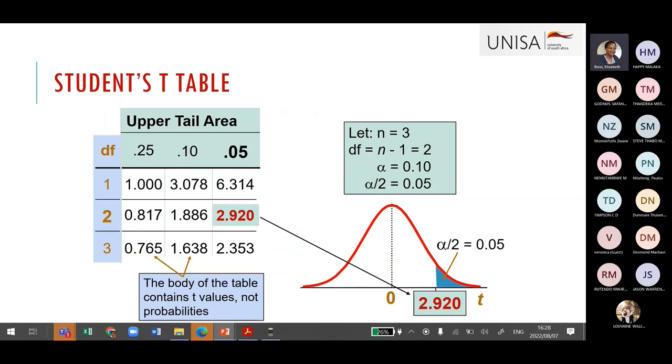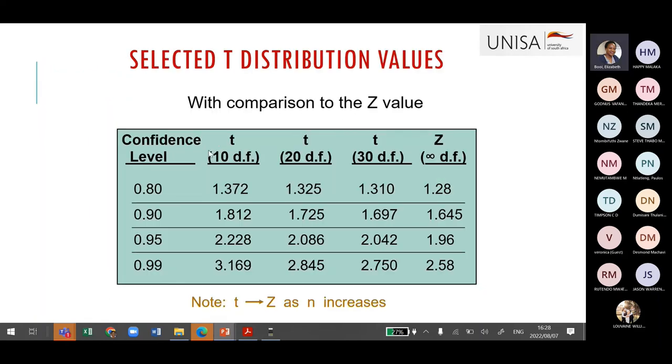Right, we already touched on how we find the critical value, so I don't know if I need to repeat that on the slide because this is the same. So if n is 3, we find the degrees of freedom: 3 minus 1 is 2. And if our alpha was 0.1, alpha divided by 2 is 0.05. Then we go to the table, look for 2, look for 0.05, where they meet. That is our critical value. Same principle. Not going to touch on this because it gives the same answer that I was giving: as the degrees of freedom increase, as you can see from 10 to 30 and to infinity, the values of your t test become normal distribution critical values.